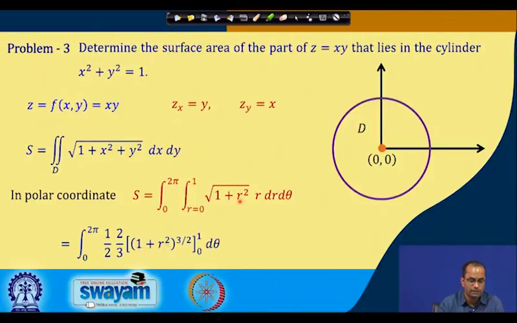So, we have 1 plus r square raised to the power half. When we integrate, 1 will be added there, so we will have 3 by 2 and this will be 2 by 3 to compensate, and then we have the limit 0 to 1. Putting these limits, there is no theta here, so because of theta we will also get 2 pi. So, 2 pi by 3, this 2 gets cancelled. So 2 pi by 3, and when we put r, we have 2 power 3 by 2, and when we put 0 we have 1 there. So, that is the surface area of the surface x y which lies within the cylinder of radius 1 and center 0 0.